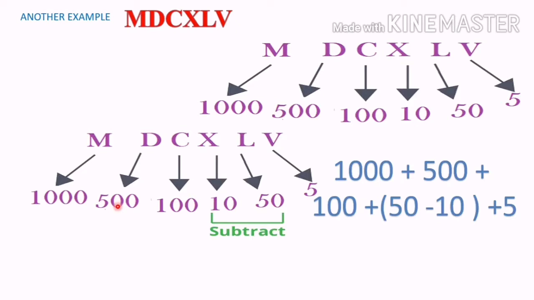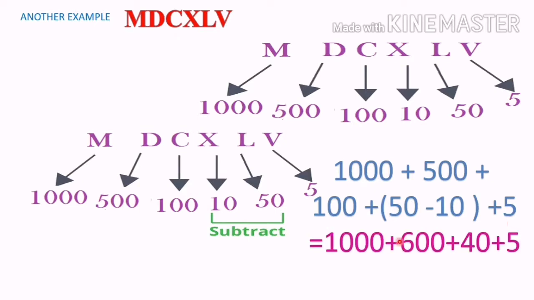1000 plus 500 plus 100. Here you need to subtract: 50 minus 10, and that plus 5. 1000 plus 500 plus 100 is 1600. 50 minus 10 is 40, plus 5. Can you guess it? Nice job. 1645.